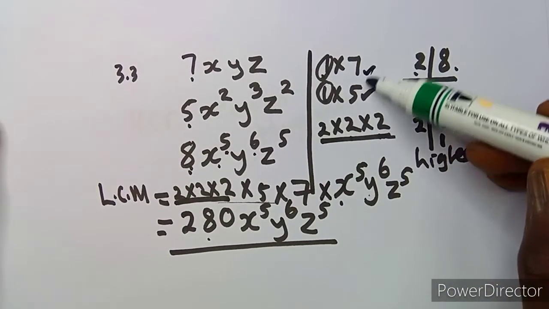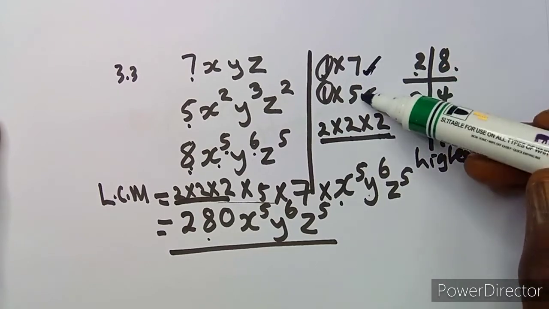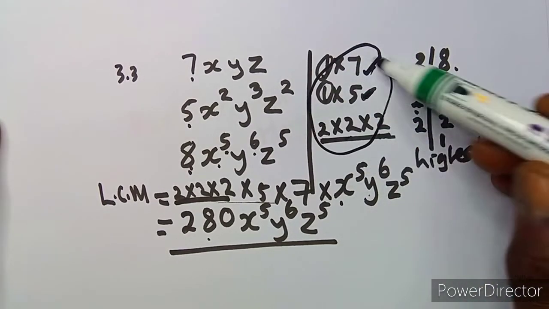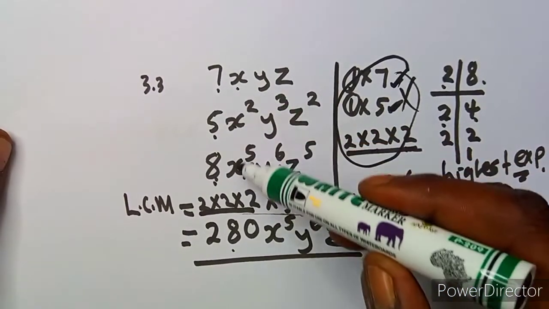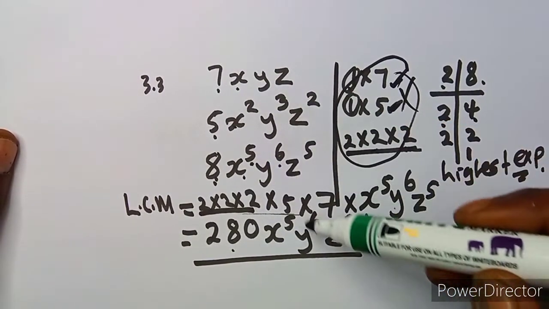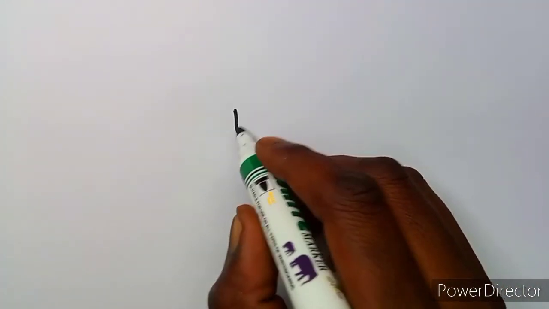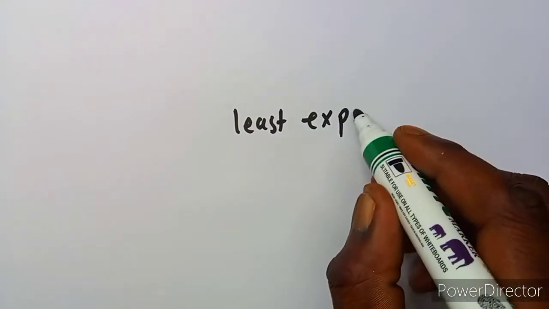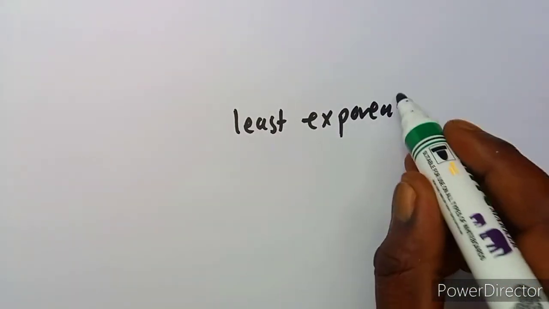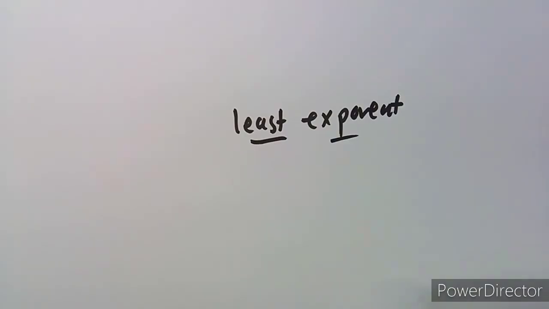Which numbers? There is no number that is common. We've got 7, 5, 2. There is no number that is common. So on numbers, there's nothing. I move on to the x. X is common throughout, y is common, z is common. But I'm going to take the one with the least exponent this time for the HCF.